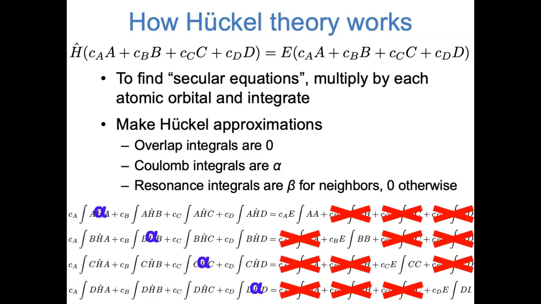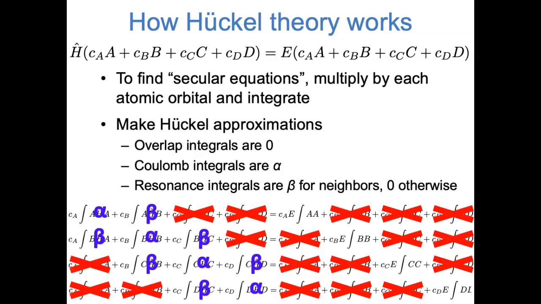We're going to make another kind of drastic approximation here: if a pair of atomic orbitals are nearest neighbors, their resonance integral is equal to some number beta, but if they're farther away from each other than that, their resonance integral is equal to 0. So based on the linear shape of our 1,3-butadiene molecule, some of those resonance integrals are equal to beta, and some of them are equal to 0.